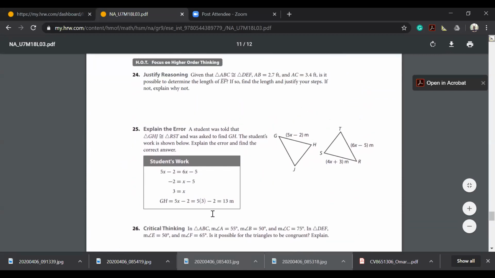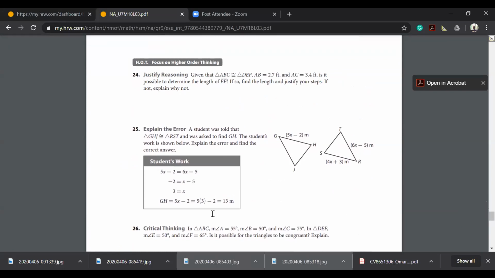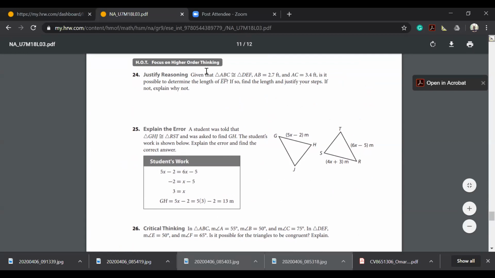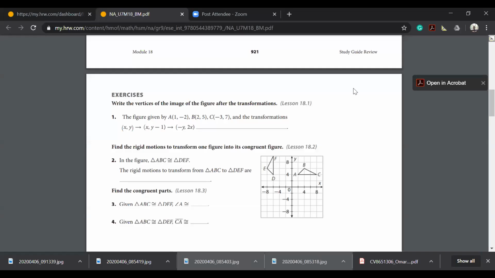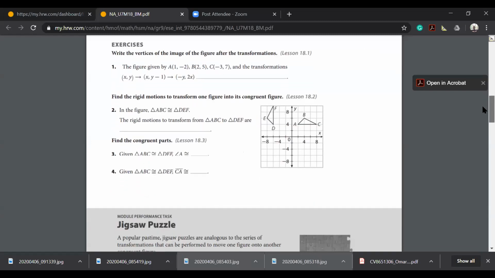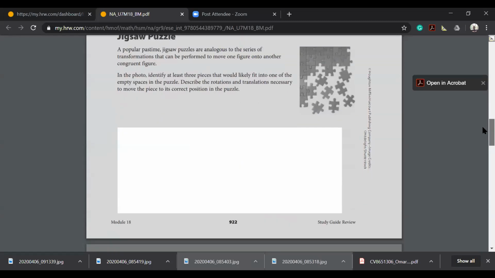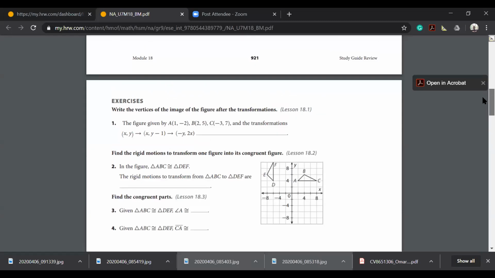We are done with this lesson and we are done with all of module 18. So for now, you will be having some homework about this lesson, and we need to go now to the revision pages of module 18. Okay, now we are on page 922.